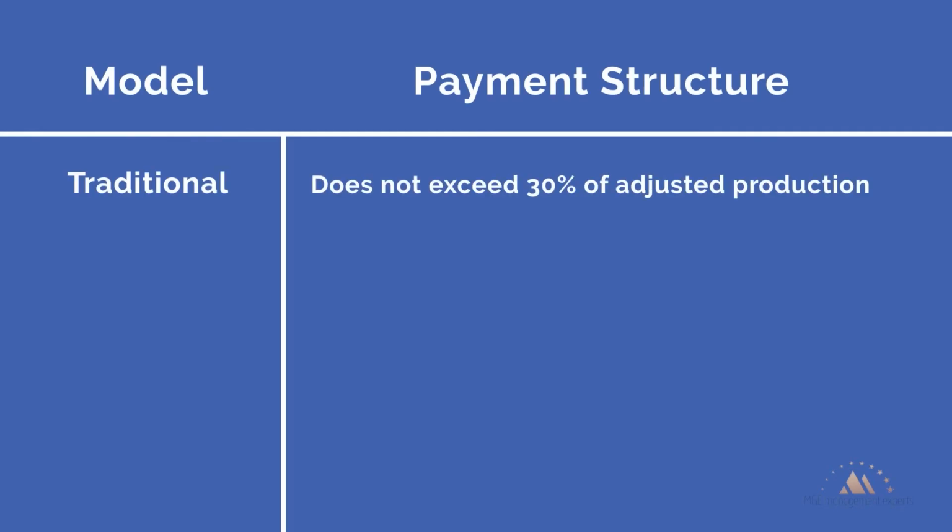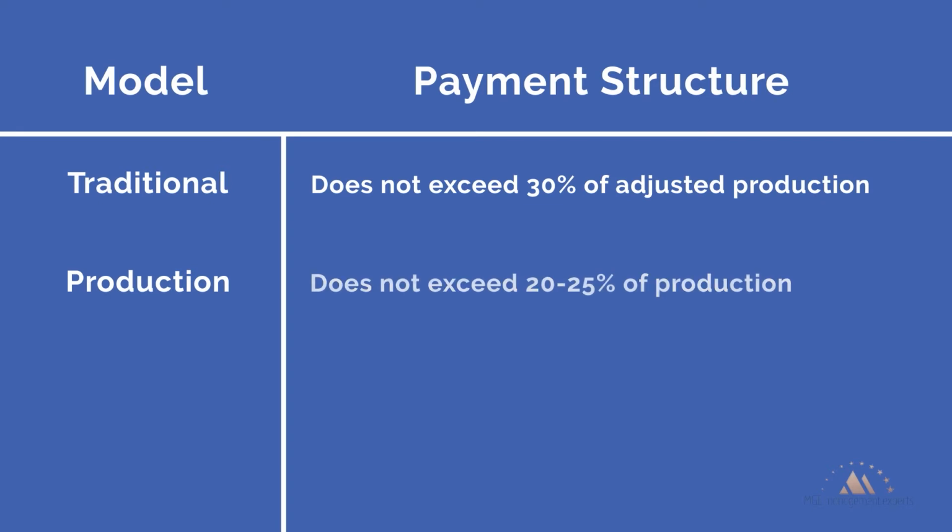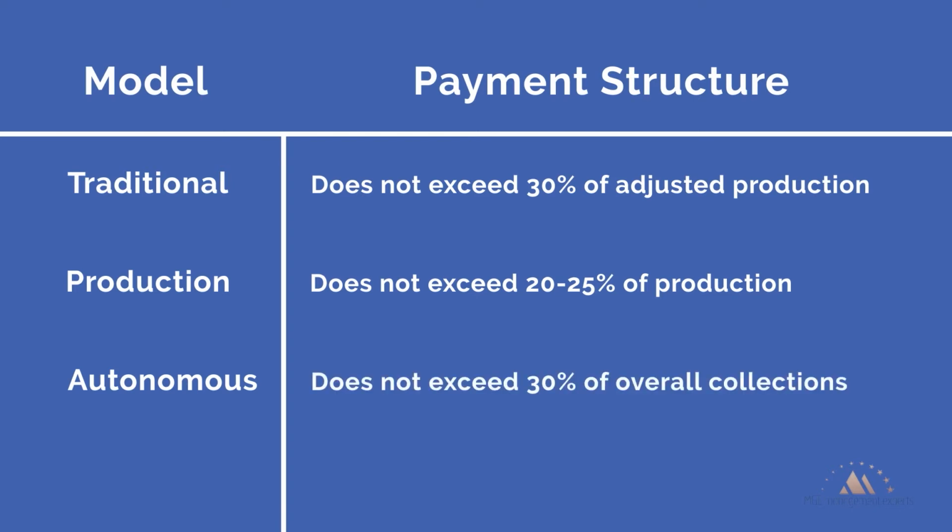So as we're structuring this stuff, again, to sum up, with our traditional model, we're not exceeding 30% of production, and this is adjusted production. All right, so if you're on a plan and you're getting $600 for that crown and your crown fee's $1,400, you're paying them for the $600. Very important. Production doc model, you're not exceeding 20 to 25% of whatever they generate. And for the autonomous model, you have to work out what the practice can bear, but I would not compensate them more than 30% of overall collections.